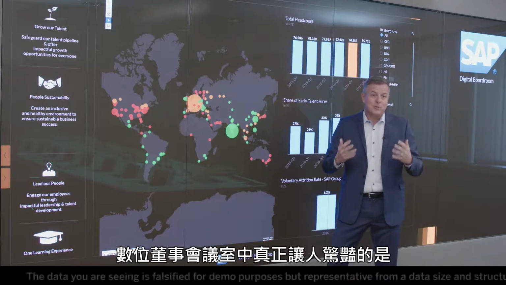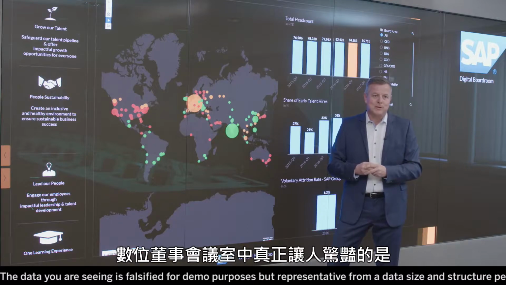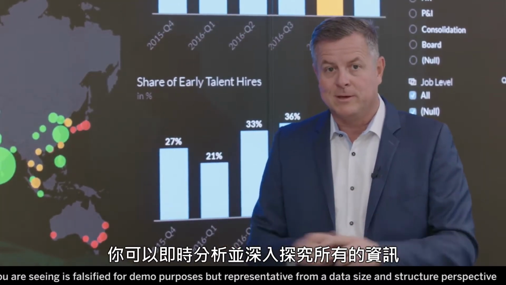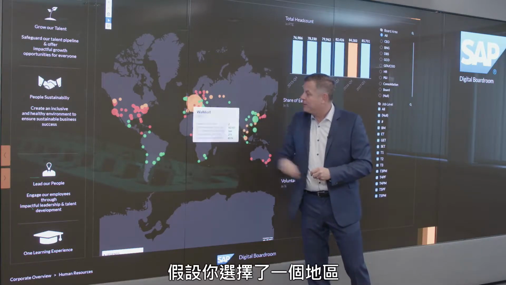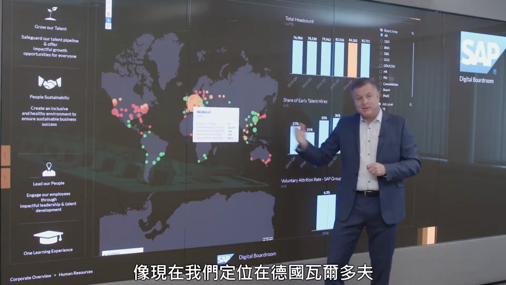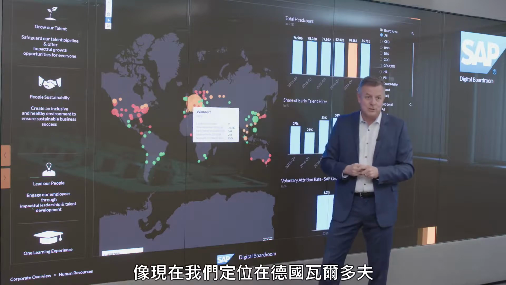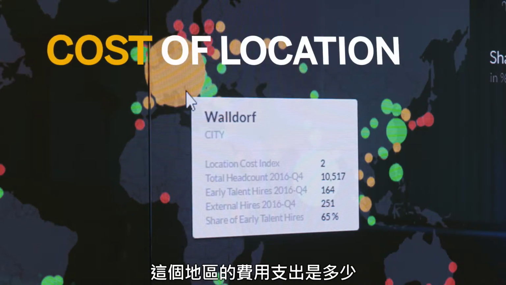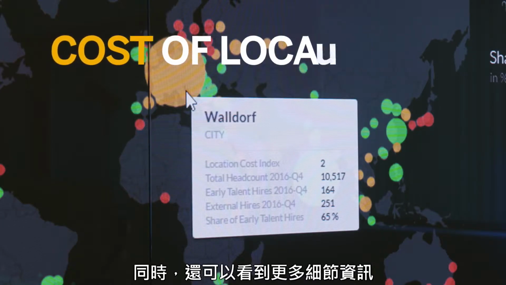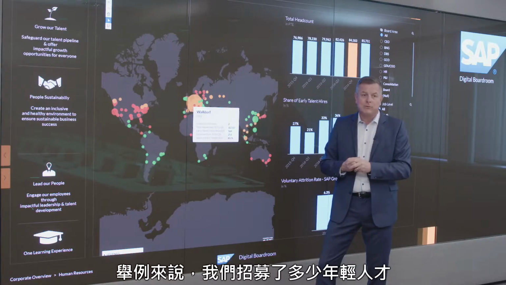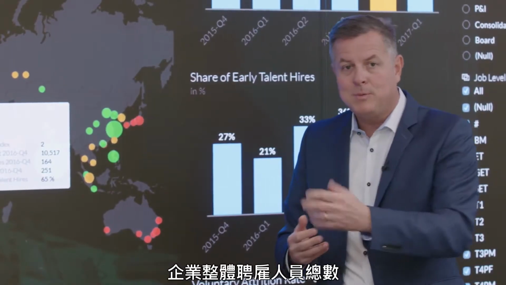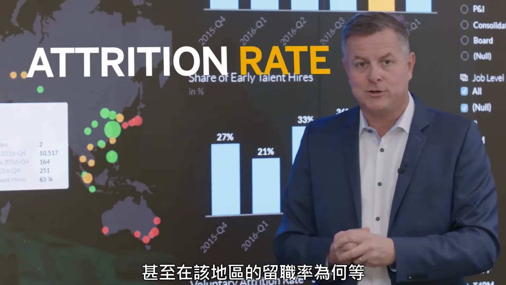And the real cool thing about the Digital Boardroom is that you analyze and look into information which is real time. If you, for example, select a location in this area here, now Walldorf in Germany, you see immediately, first of all, how many people you have at the location, what is the cost of the location, but you also have more detailed information available, like, for example, how many early talents you have on board, how many people you have hired, what is your attrition rate.